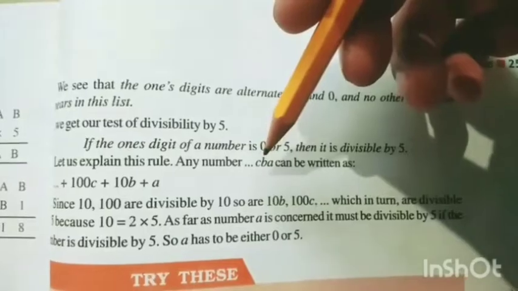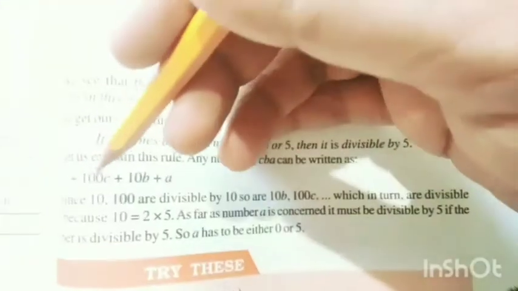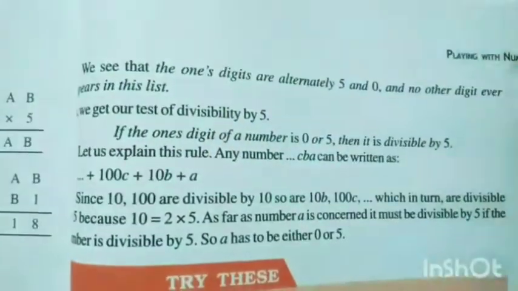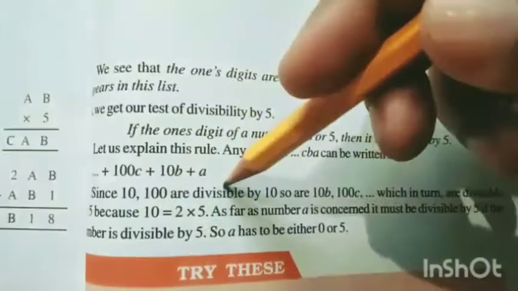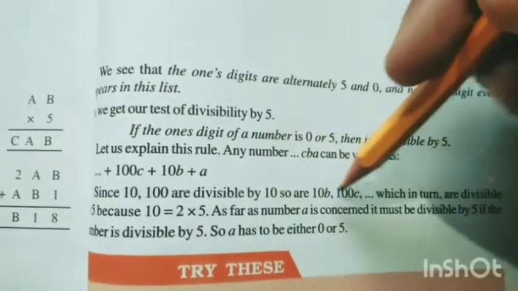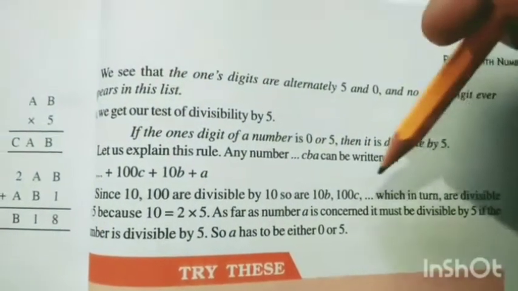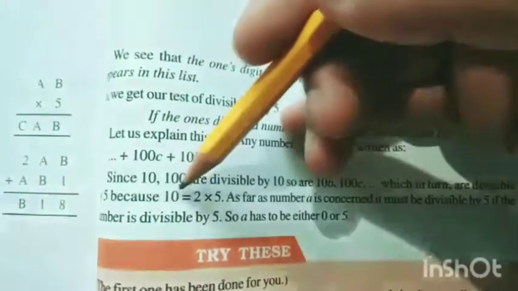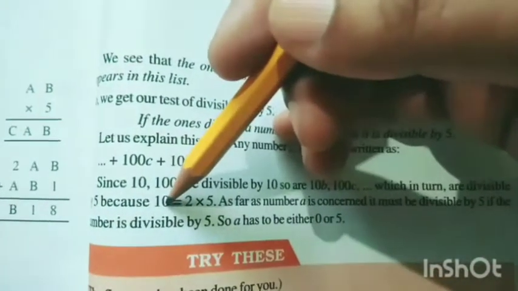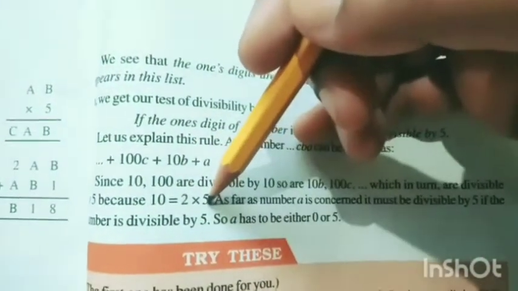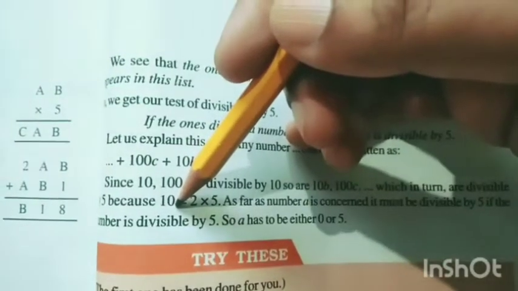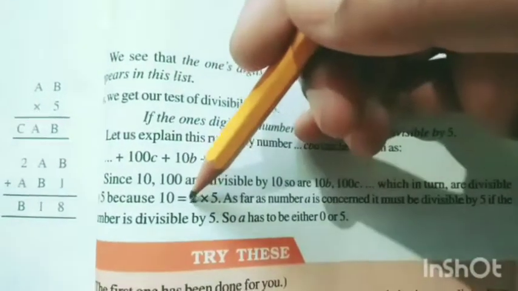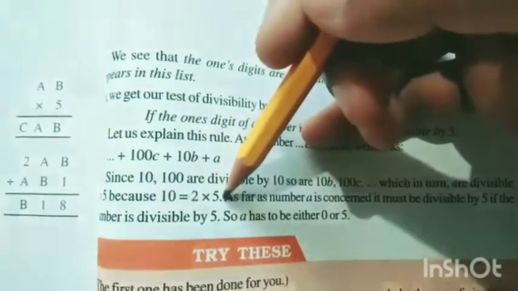Any number we take, suppose CBA, is 100C plus 10B plus A. Since 10 and 100 are divisible by 10, 10B is also divisible by 10. So these terms are divisible by 5 also. Why? Because 10 equals 2 into 5. If any number is divisible by 10, it is divisible by 5 also, because when you break 10, it becomes 2 into 5.